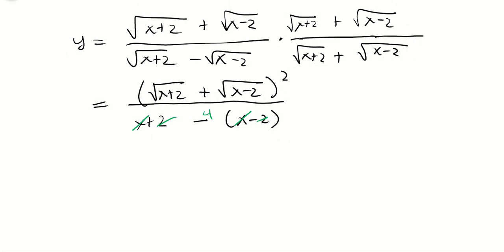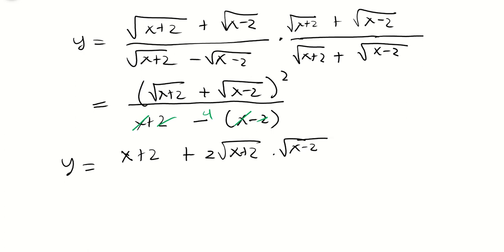So y will be equal to, you square the first term, so x plus 2, then plus 2 times x plus 2 times x minus 2, then plus square the last term, so it's just x minus 2, then all over 4.